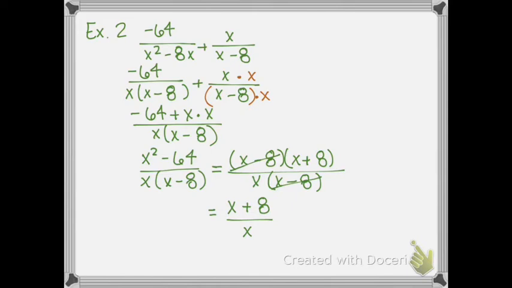Now, can these x's cancel in the final answer? No, because I don't have multiplication anymore. If the x and the 8 were multiplied in the numerator, then I could cancel, but since they're added, I cannot cancel. Okay, please keep watching.